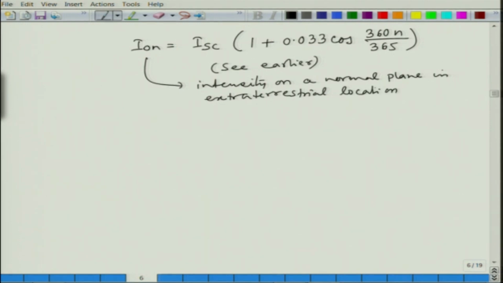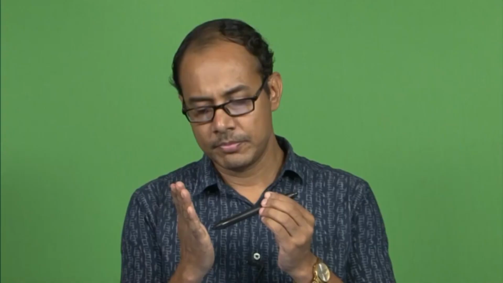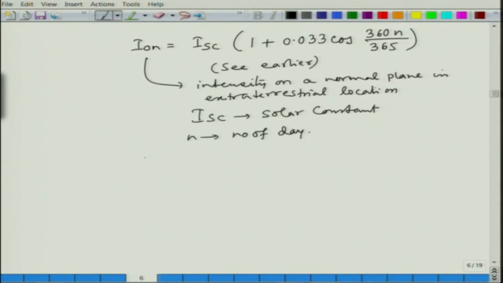Okay. And I_SC is the solar constant, and you can see there is a variability which is taken by this cosine function. Okay. And n is the number of the day which starts from January 1. Okay. Now, this is the intensity on a plane which is normal to the sun ray. Okay. Now, we are interested in a horizontal plane, right.